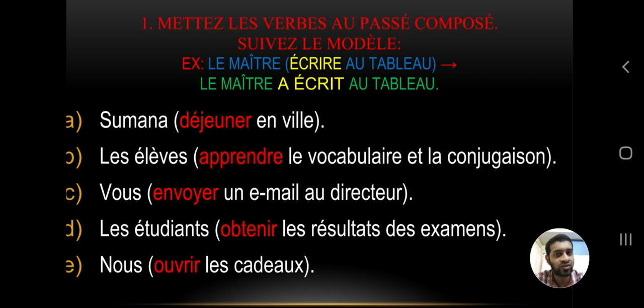So the second one, les élèves apprendre le vocabulaire et la conjugaison. Apprendre means to learn, and the past participle is appris, A-P-P-R-I-S, the same way as prendre, comprendre, apprendre. So apprendre le vocabulaire et la conjugaison, which means learn the vocabulary and the conjugation. So now we got the past participle, appris.